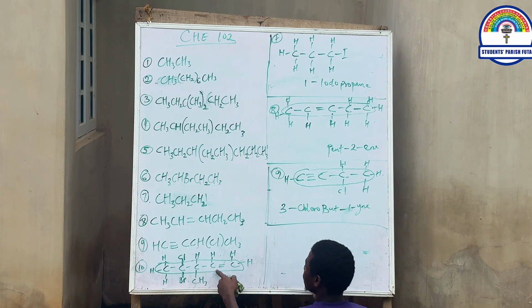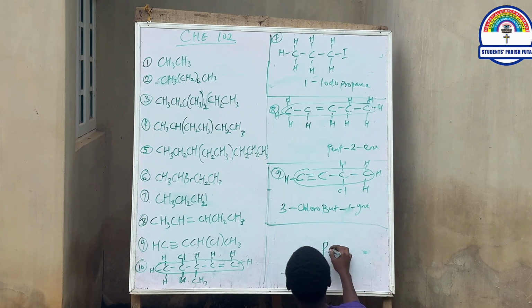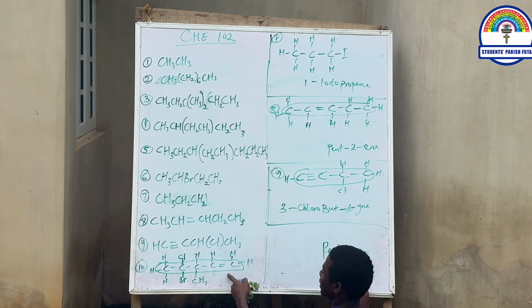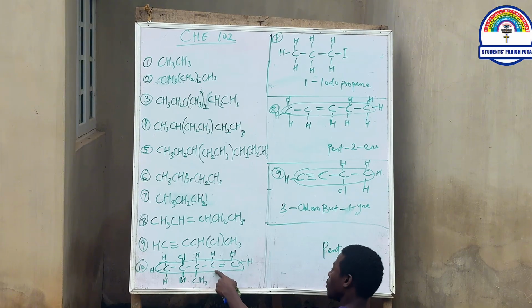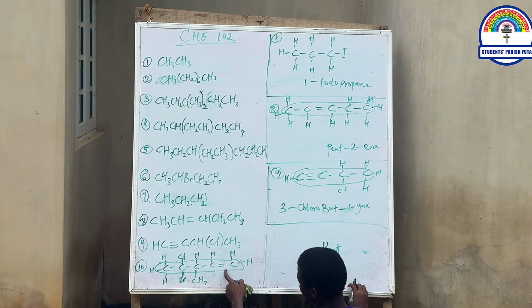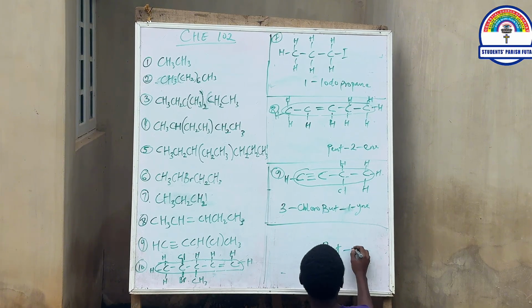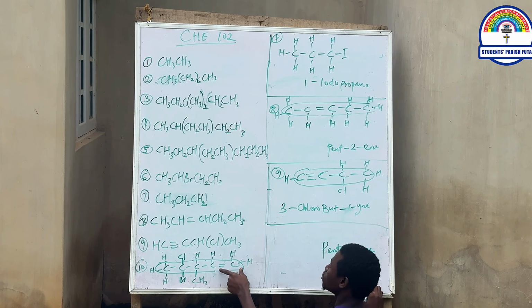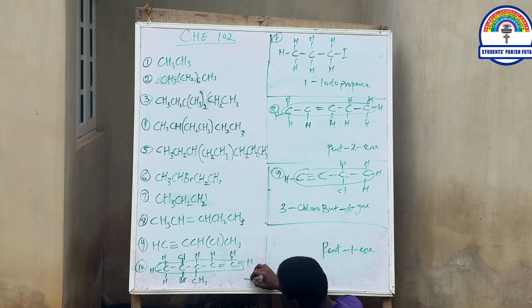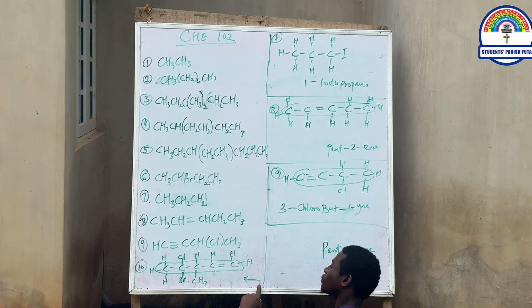1, 2, 3, 4, 5. This is pent. Pent what? Ene family. So 1, 2, 3, 4. Pent-4-ene, but 1 from the back, pent-1-ene. So the lowest is what? Pent-1-ene. Since you are, because of the bond, taking the direction from the back, any other thing you want to name has to be from the back.